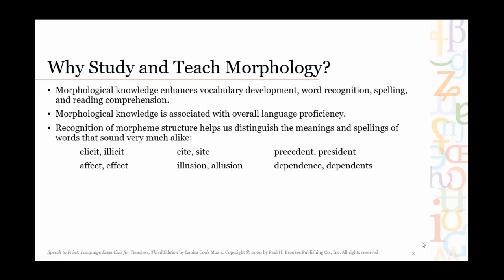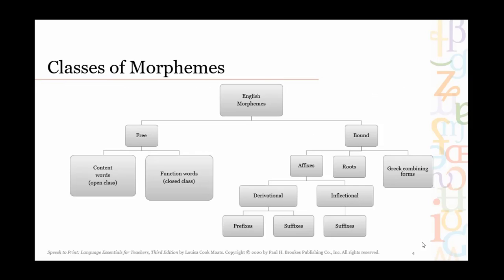We know that morphological knowledge enhances vocabulary development, word recognition, spelling, and reading comprehension. Morphological knowledge is associated with overall language proficiency. Recognition of morpheme structure helps us distinguish the meanings and spellings of words that sound very much alike.